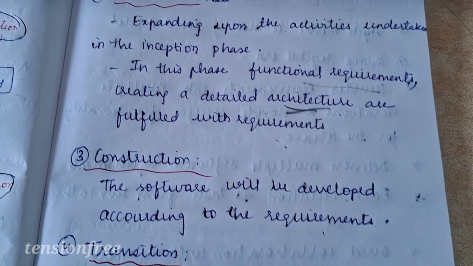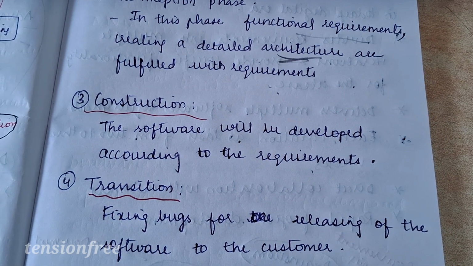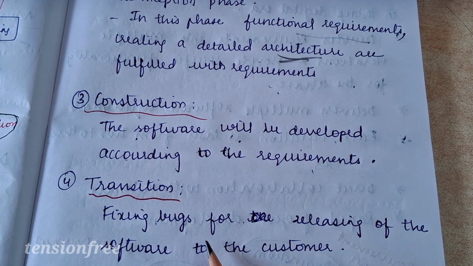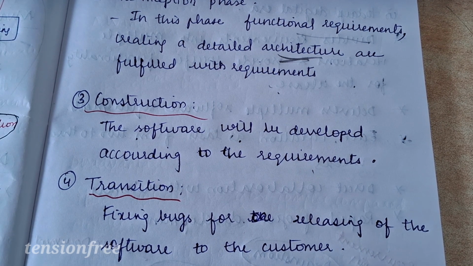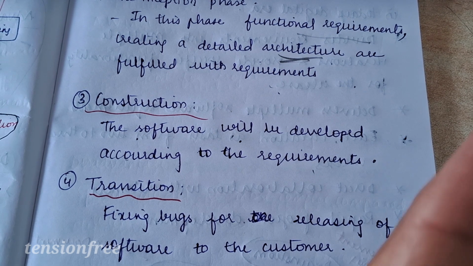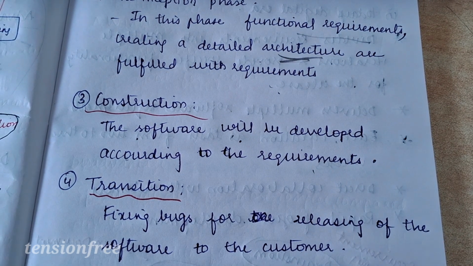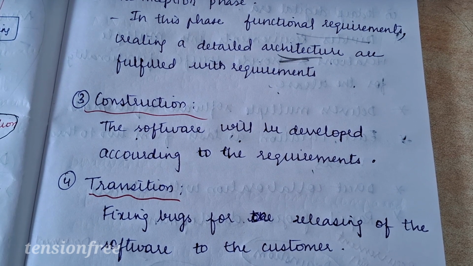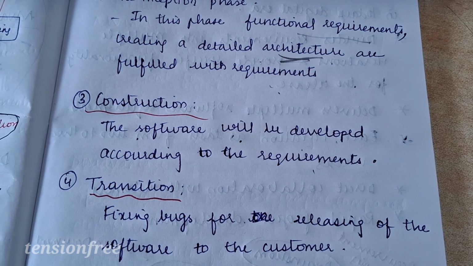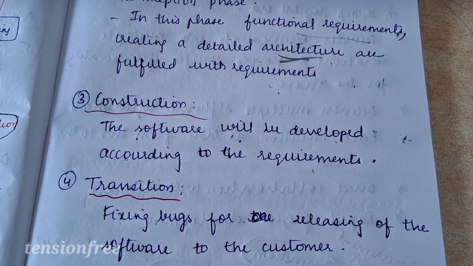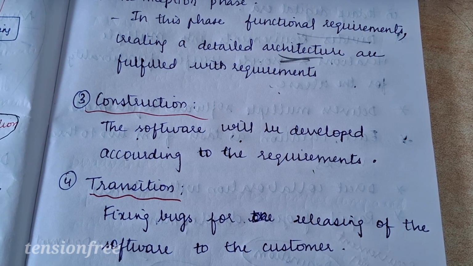After the construction, transition will take place, that is fixing the bugs and releasing the software to the customer. That's it. These are the 4 phases. In the first phase, we are gathering the requirements. In the second phase, we are elaborating, that is expanding the requirements. In the third phase, we are constructing the software using the requirements. In the fourth phase, we are fixing the bugs and providing the software to the customer.